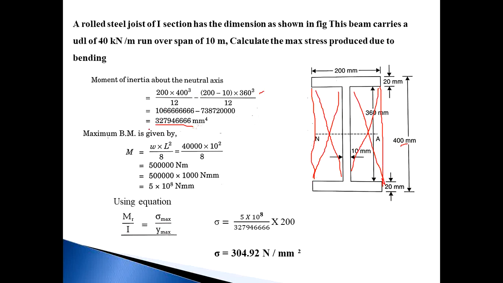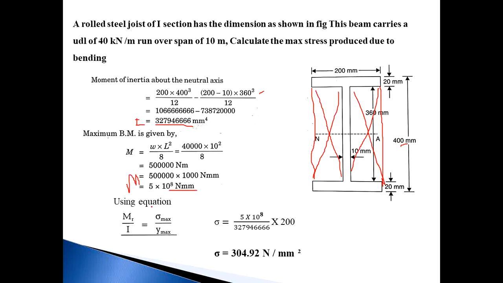Next, calculate the maximum bending moment. If the beam is simply supported and carries a UDL over the entire span, the maximum bending moment becomes WL square by 8. So W becomes 40 kilonewton; converting into Newton, that is 40 into 10 raised to 3, that is 40,000. L square is 10 square, divided by 8. So this moment is equal to 5 into 10 raised to 8 Newton mm. This is the moment of inertia I and this is the maximum bending moment M.